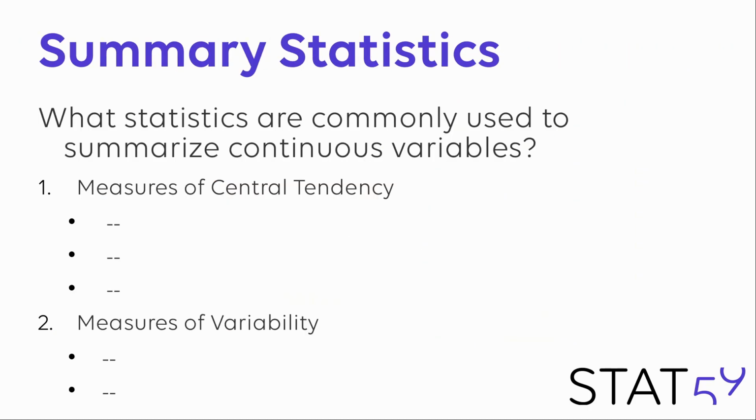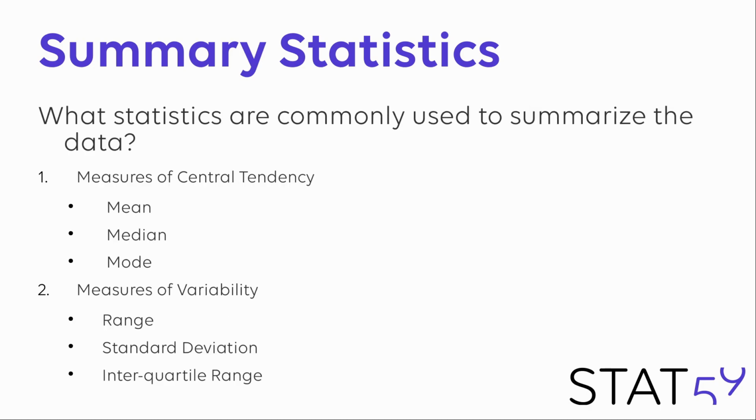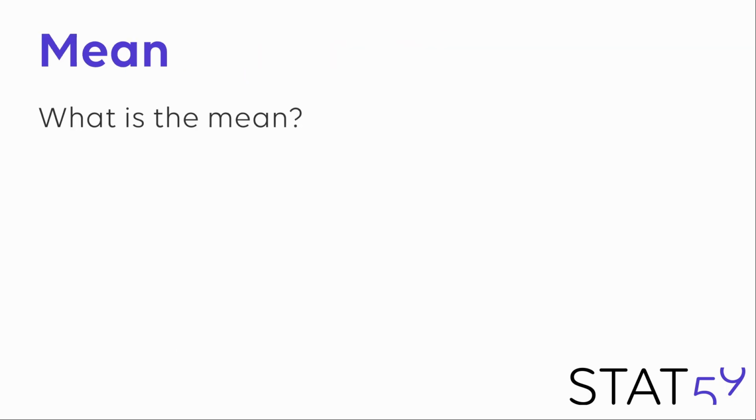So, what statistics are commonly used to summarize continuous variables? Well, most of us will have seen these. These are things such as measures of central tendency. Measures of central tendency tell us what is the middle of our group. This is the mean, the median, and the mode. And then measures of variability. So, what's the range, standard deviation, or interquartile range? And these are commonly used statistics.